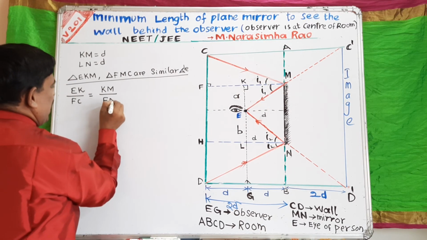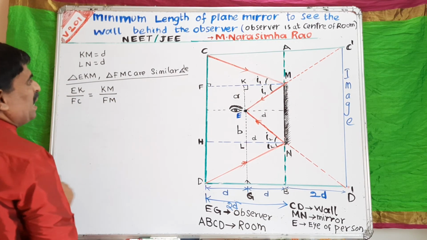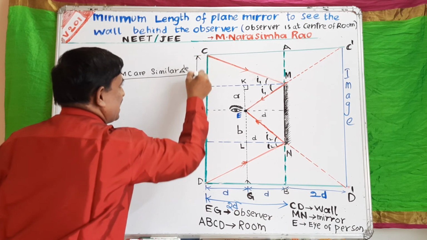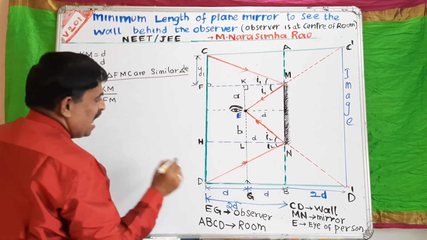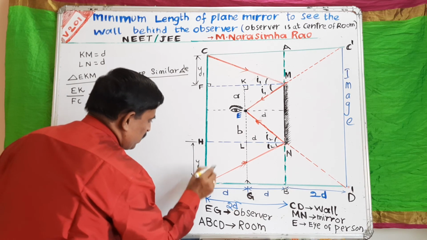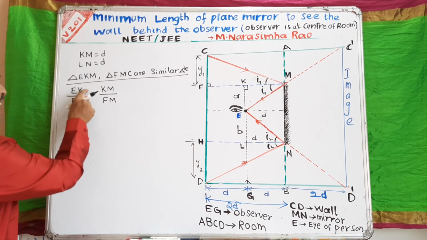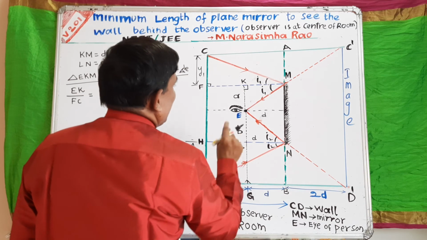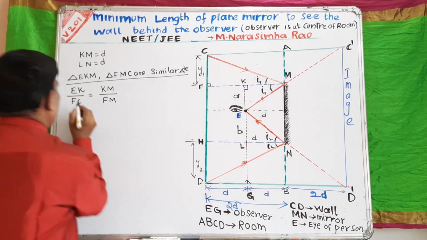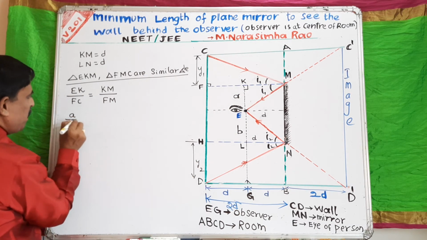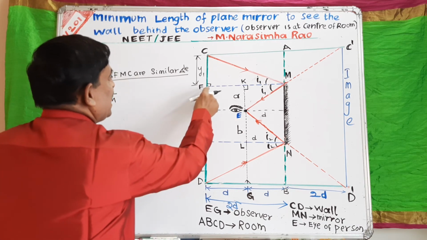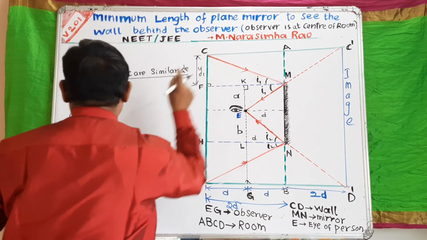Now, here please listen. This CF distance I am taking as Y1. Now HD distance I am taking as Y2. Now please listen. EK distance I am taking as small a. EK distance, small a, divided by FC distance, which is Y1.